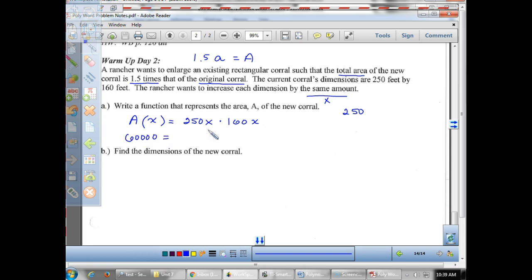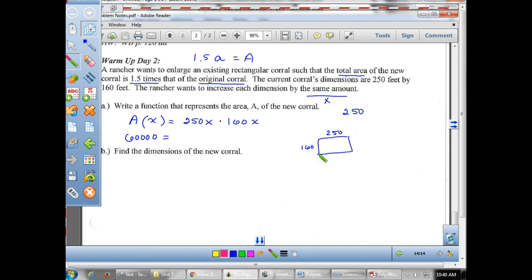Now, here's the thing though. Do we want 250 times x right here, or plus x? Let me draw it out for you. I have my original corral, and it's going to be, let's say, 250 and then 160. Now I'm going to increase it this way and this way, by the same amount. Y'all with me?